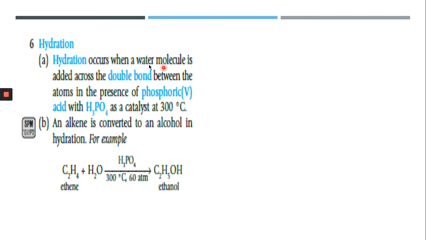Alright. So this one is hydration. Next is hydration. Hydration occurs when a water molecule is added across the double bond. Here, a water molecule is added to the double bond. This one is what we call the condition. When we write the chemical equation, we need to put the condition.